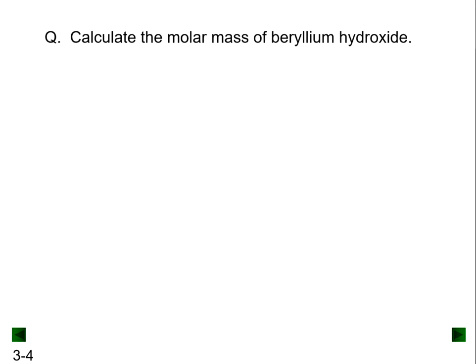So let's start off with a basic calculation. Let's look at a calculation of the molar mass of beryllium hydroxide. This is a good problem to start off with because beryllium hydroxide is a compound, and this is going to remind us back to Chapter 2 on naming and tying that in with formulas, because we'll need the formula for beryllium hydroxide before we can calculate its molar mass.